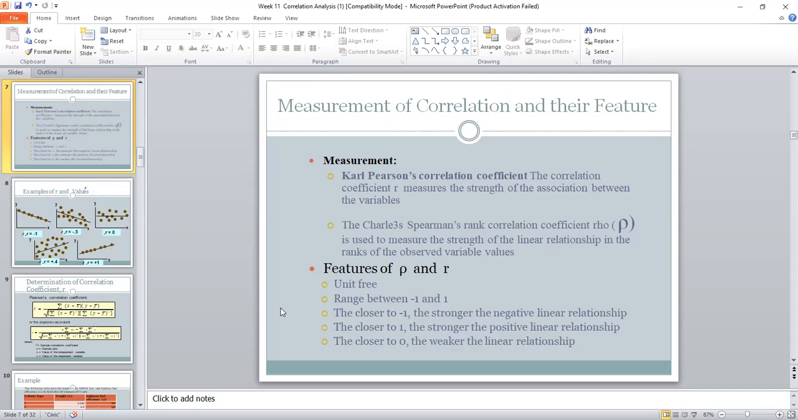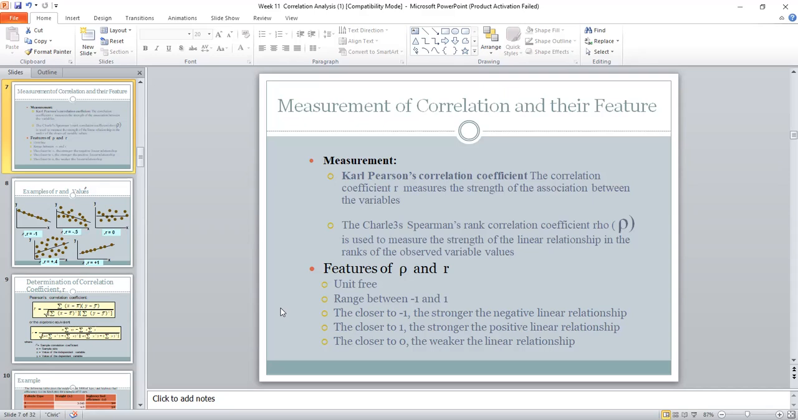So this is the critical thing about this feature. Number one, when R and rho is equal to +1, then the two variables are said to be perfectly, positively correlated. If you were to draw the scatter plot, they would lie on a straight line.